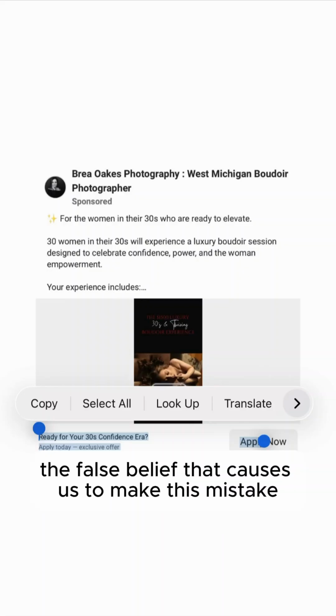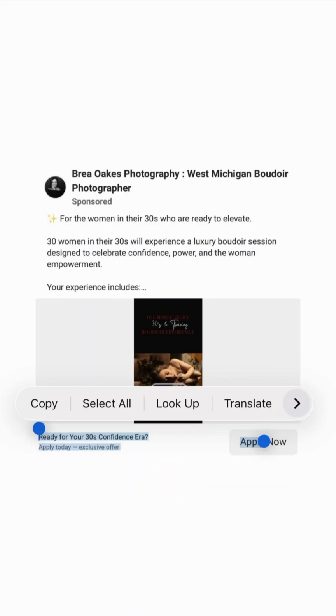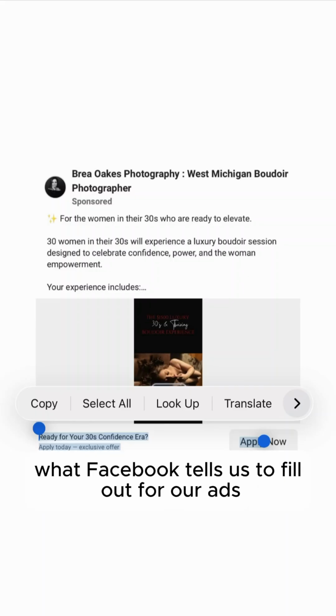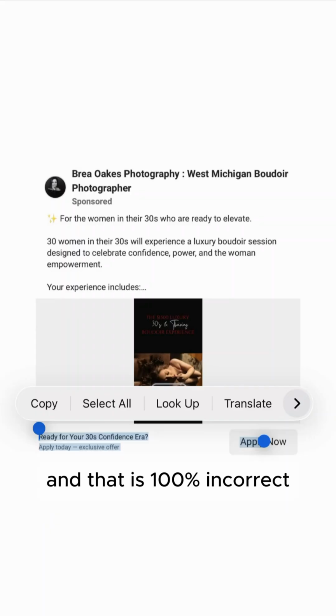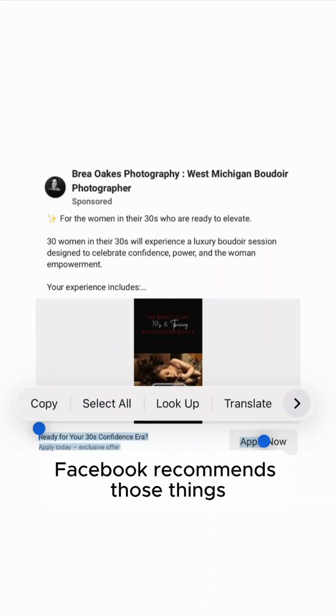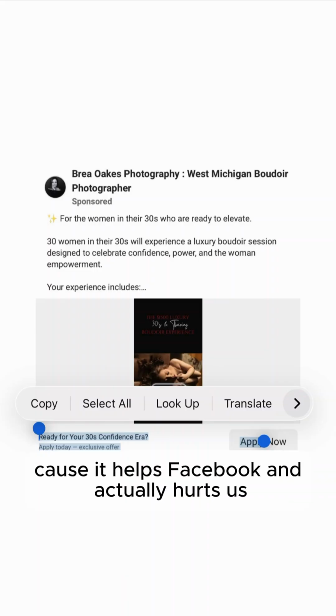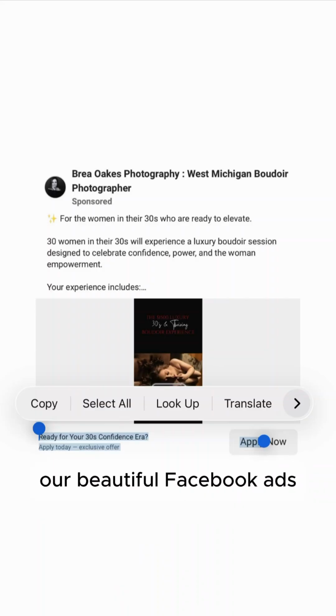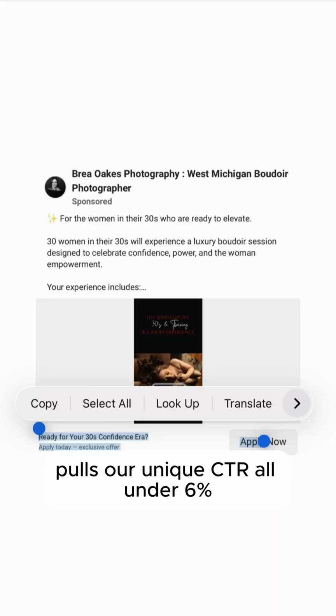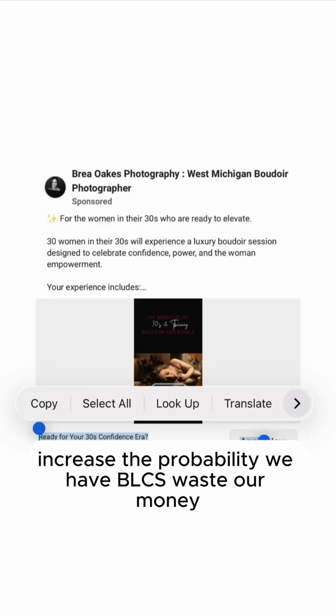The false belief that caused us to make this mistake is that we believe we're trusting what Facebook tells us to fill out for our ads when the ad fill out process is what we should fill out for our ads. And that is 100% incorrect. Facebook recommends those things because it helps Facebook and actually hurts us. That's right, it hurts us. Causes more women to scroll by our Boudoir Facebook ads, pulls our unique CTR under 6%, increases the probability we have BLCS, wastes our money.